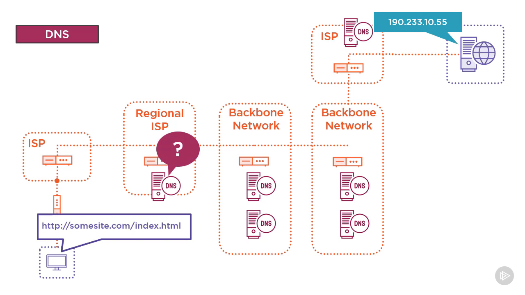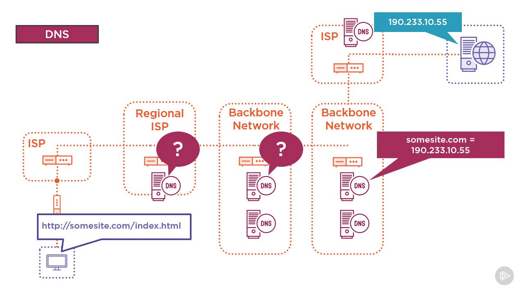When they don't know the IP address of a domain, they ask another DNS server up the chain until the mapping is found. If the domain name isn't found by traversing the hierarchy of domain name servers on the Internet, then an error is returned to the browser indicating that.